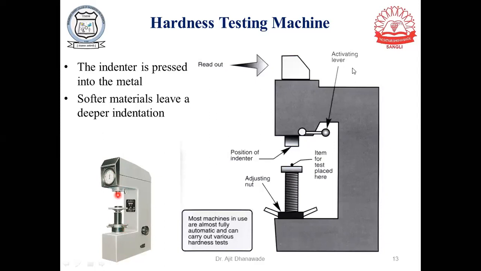This is the machine. This is a schematic diagram of the machine. If it is asked in the exam to explain the hardness testing machine, then only explain this. Otherwise, other diagrams are enough for hardness testing.